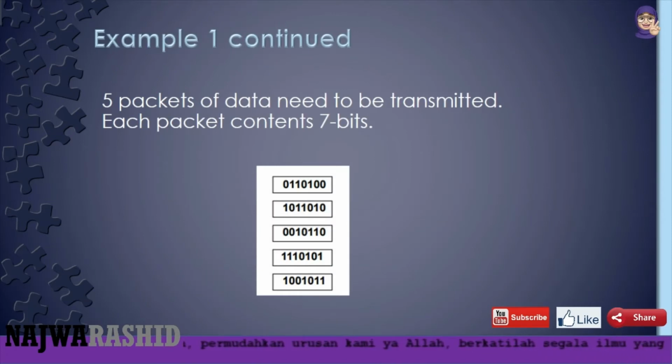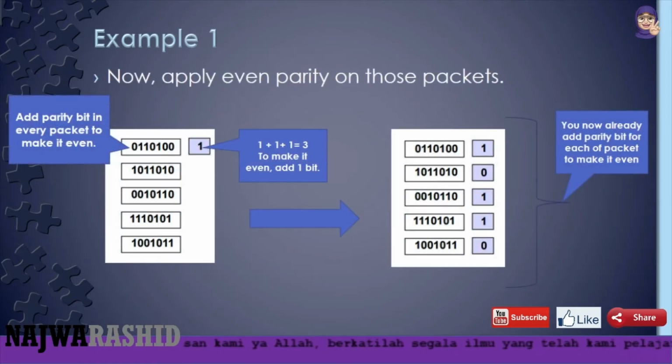So look at this first example. Example 1: we have 5 packets of data that need to be transmitted. Each packet contains 7 bits: 1, 2, 3, 4, 5, 6, 7. So 7 bits, 7 bits, 7 bits, 7 bits, 7 bits. So we have a total of 5 packets. Now apply the even parity on those packets.